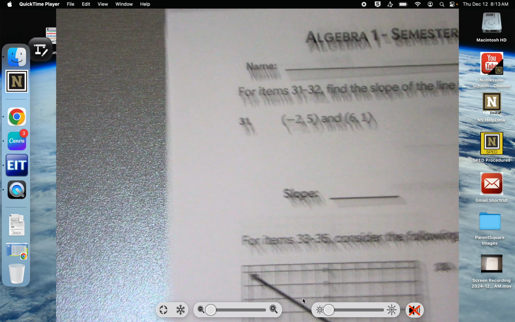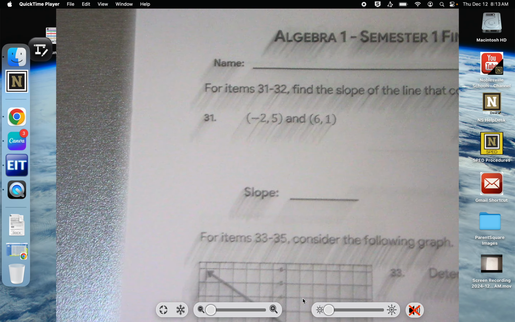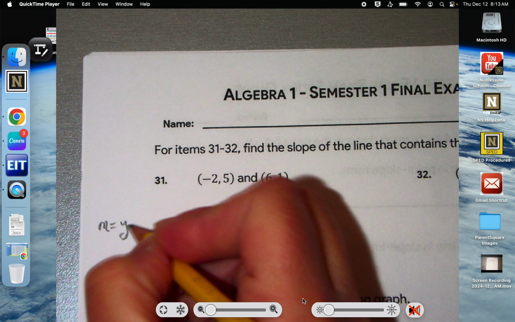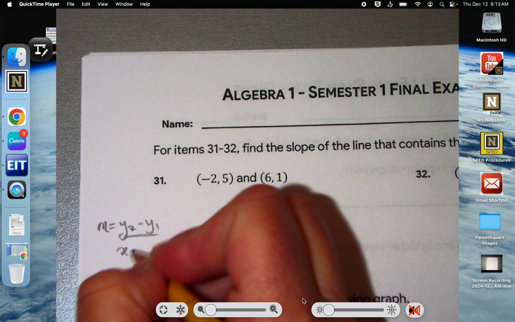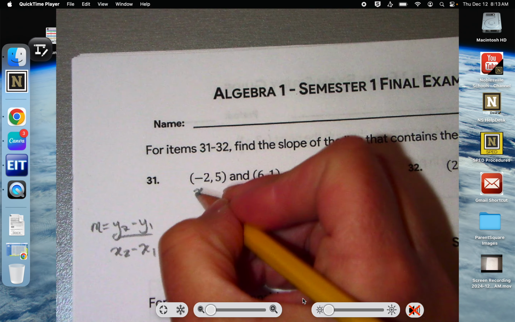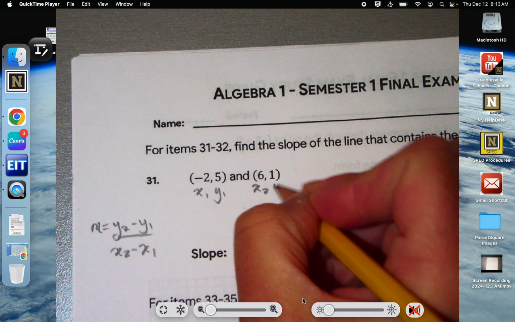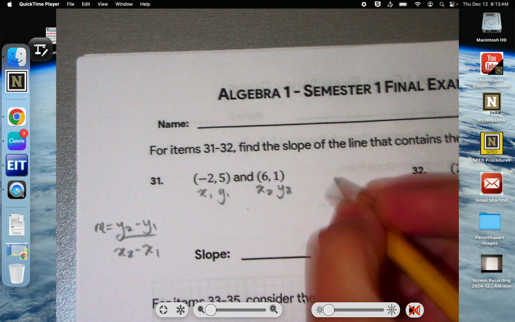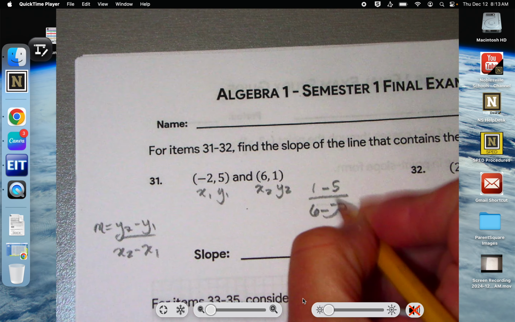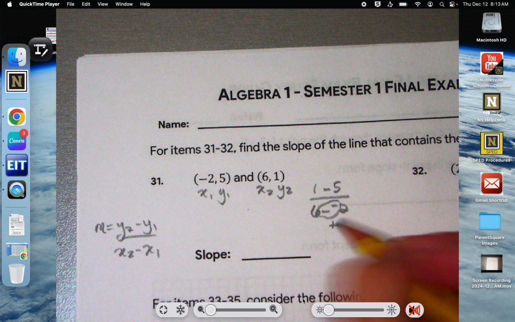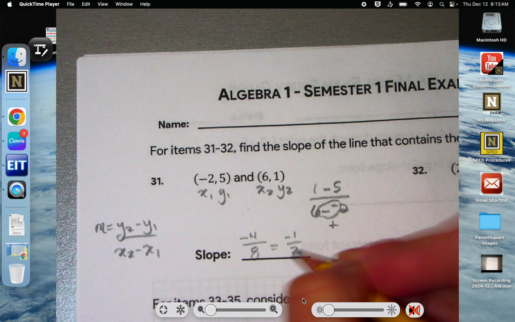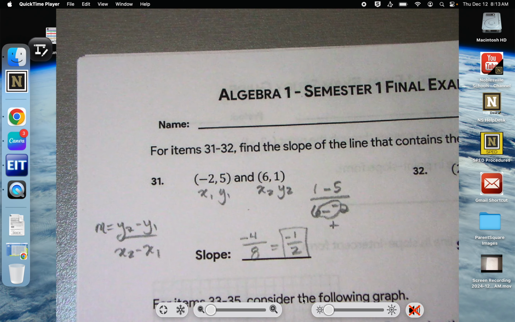Okay. Number 31. Find the slope for the given points, right? This is where we have slope equals y2 minus y1 over x2 minus x1, right? So if we label these x1, y1, x2, y2, we would have 1 minus 5 over 6 minus negative 2, right? So this turns into adding. So I'm going to have negative 4 over 8, which can simplify to negative 1/2. That would be my slope.